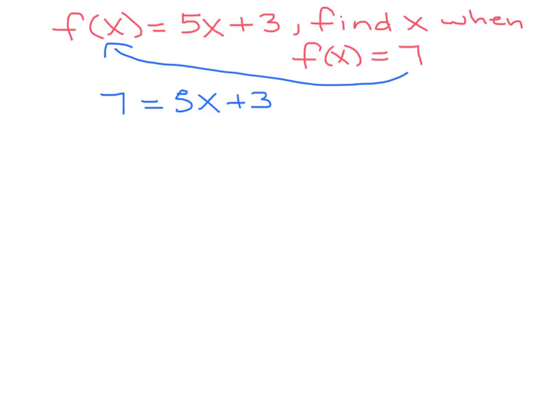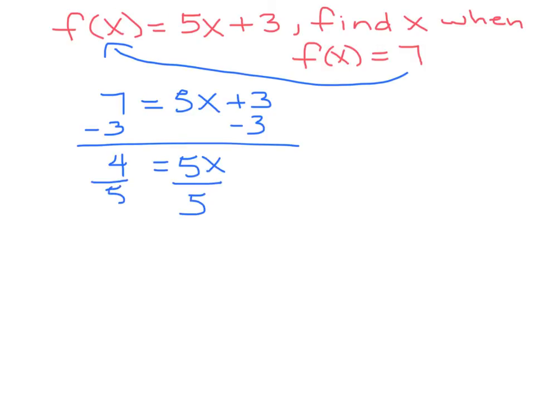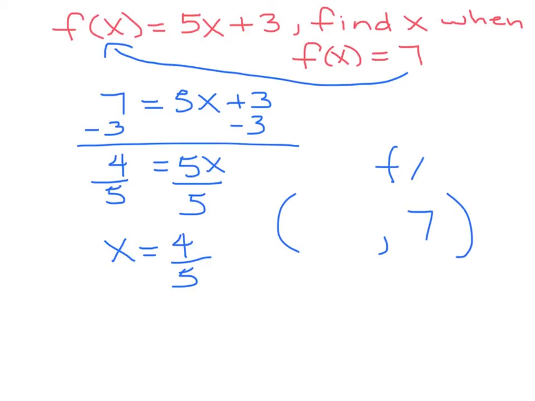I am now going to solve for x. So I'm going to subtract 3 from both sides. And you're going to end up with 4 is equal to 5x. Now divide both sides by 5. Now I find out that x is equal to 4 over 5. So this means that when my output is 7 for my f of x, the input should be 4 over 5.